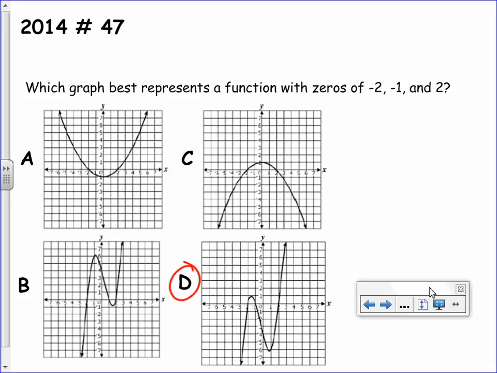The answers are on the graph, so it crosses at -2, -1, 2. You see D? The answers are the same as they are on the graph. If it's a factor, this one as a factor would be x plus 2, x plus 1, and so on. So when you pull out the answers, they are what they are in the graph. That's where they cross.